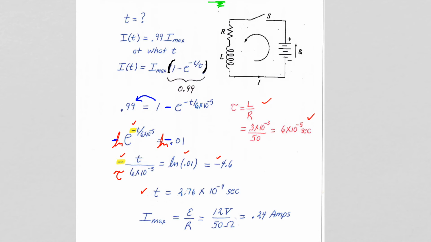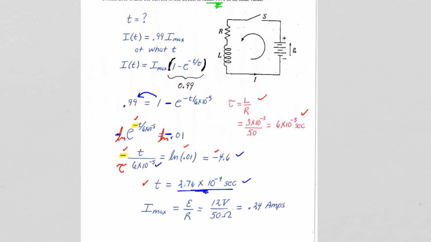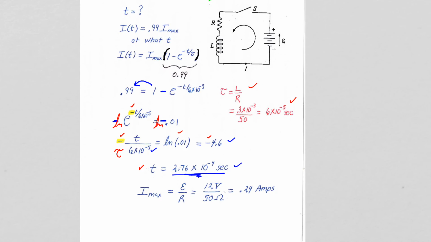The t we just calculated is this bigger number, right? 2.76 times 10 to the minus 4. So the 4.6 that we get here represents our number of time constants, right? So if we take this number divided by 1 time constant, it's 4.6 time constants. So that's about what we're looking at in terms of just ballparking it. You want to be in around 4 to 5 time constants to be at your maximum current.